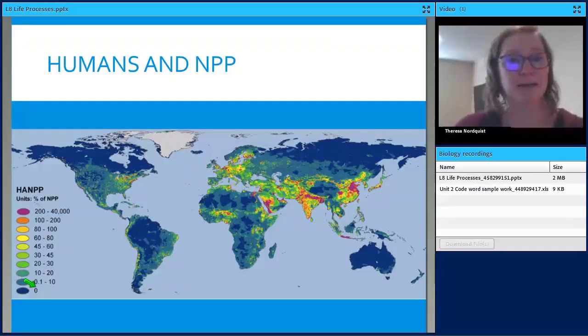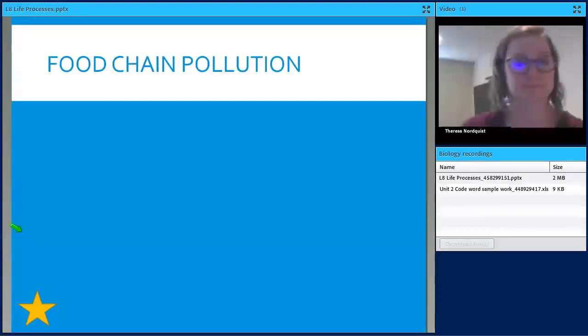So it does have some application, some value. Another way that we look at NPP is at human consumption, which is not part of the lesson, but I'm just throwing it in there because I think it's interesting. If you look at human consumption of NPP, so that's what percent of NPP, you see in a lot of places that we're consuming more than 100%, which means we're taking it from other places, which means that energy is not there for other organisms. So this is not sustainable.